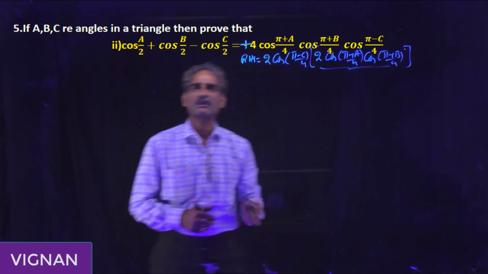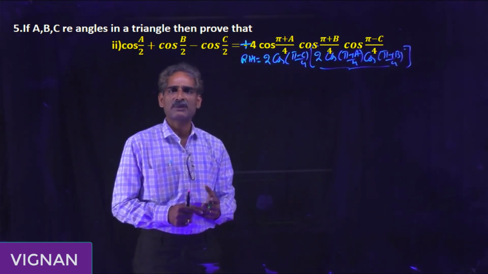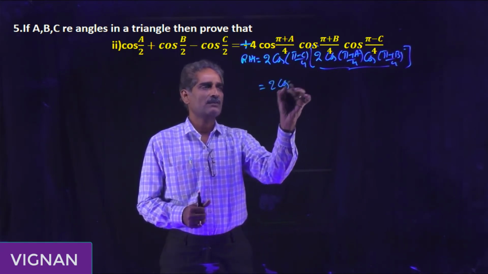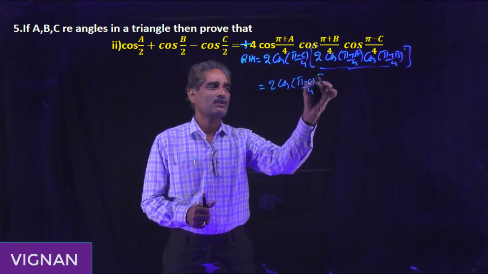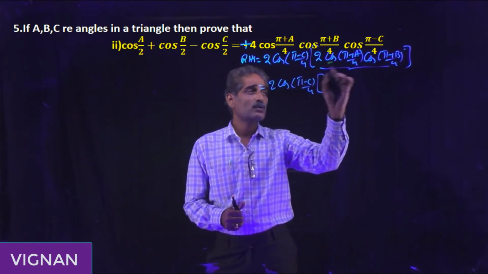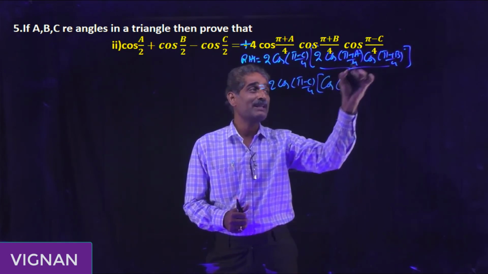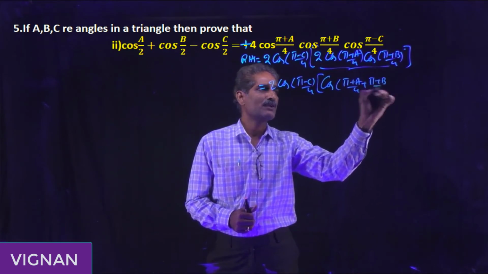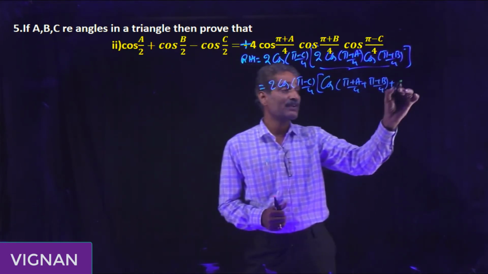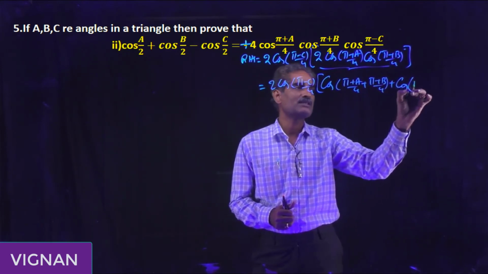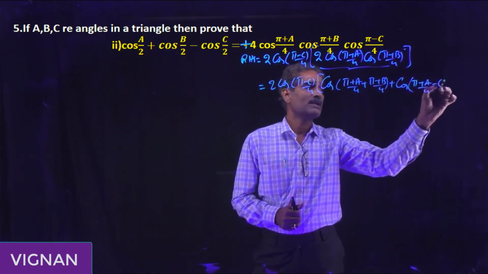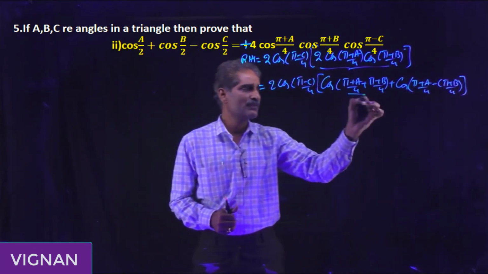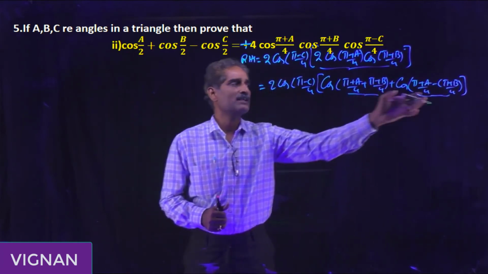Just apply the formula for this 2 cos A cos B. 2 cos A cos B is nothing but cos of (A plus B) plus cos of (A minus B), right? So 2 into cos of (pi minus C) by 4 into, for 2 cos A cos B, cos of (A plus B), that is (pi plus A) by 4 plus (pi plus B) by 4, plus cos of (A minus B), that means (pi plus A) by 4 minus (pi plus B) by 4. Just simplify the value, this bracket and this one.